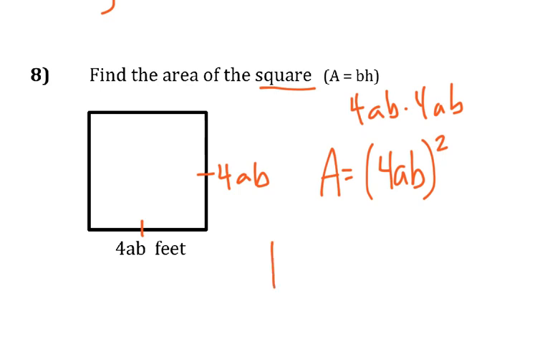So either way, you're going to end up with 16 because that's what 4 times 4 is. Remember, don't do 4 times 2. That's not correct. And then a to the second power, b to the second power, and that's in feet squared. The reason it's in feet squared is because if you do 4ab feet times 4ab feet, you're going to have 16a squared b squared feet squared.